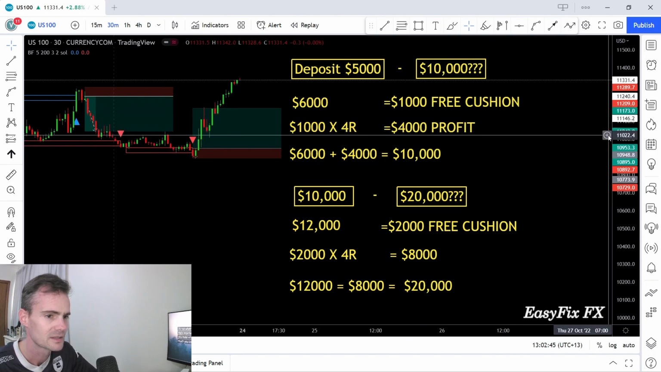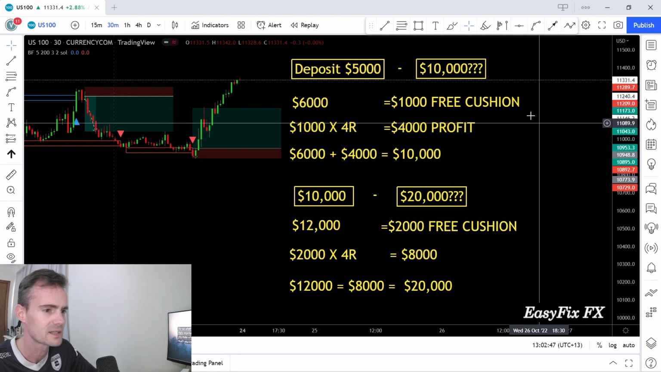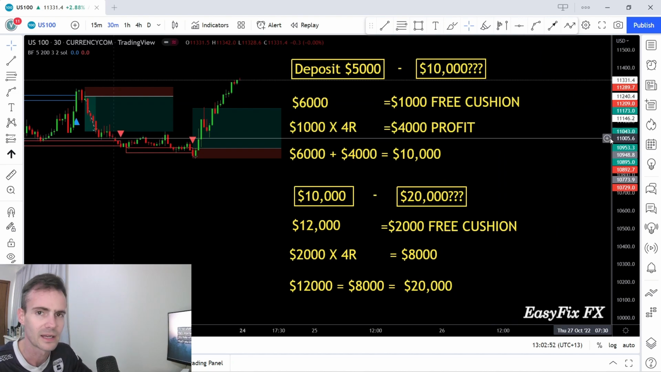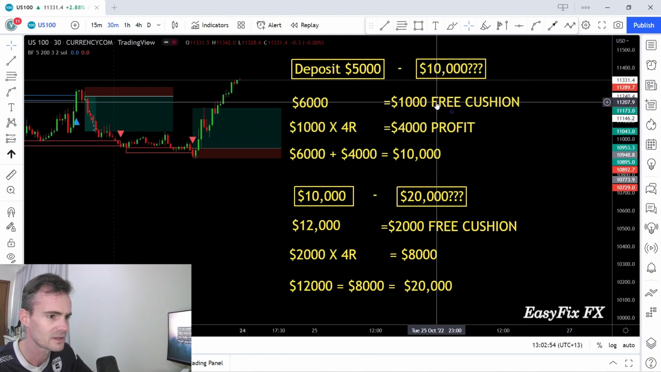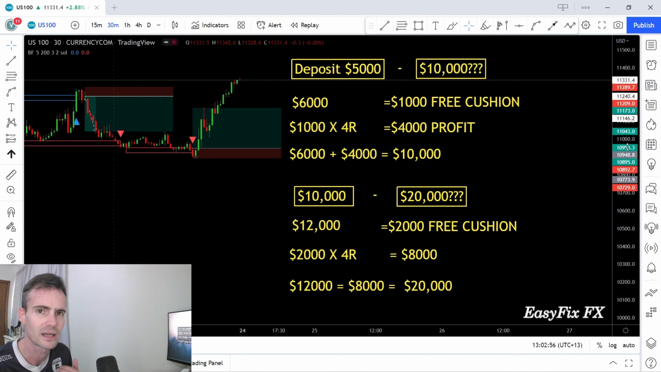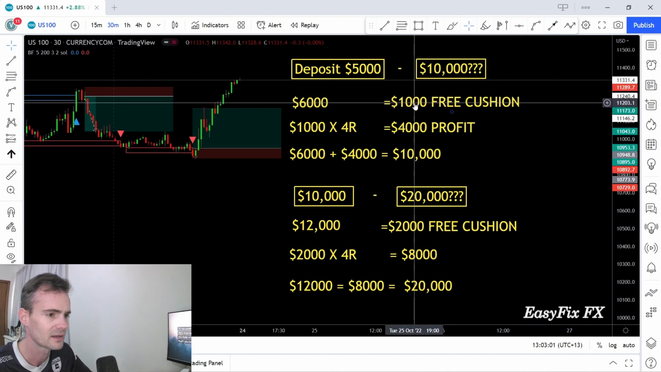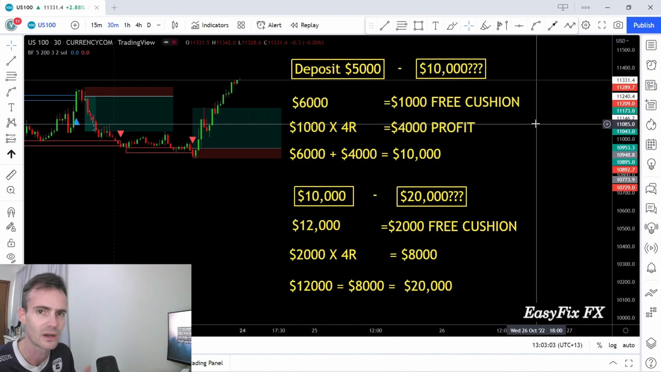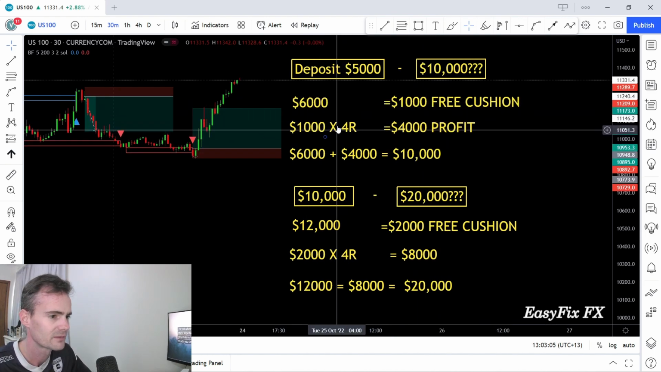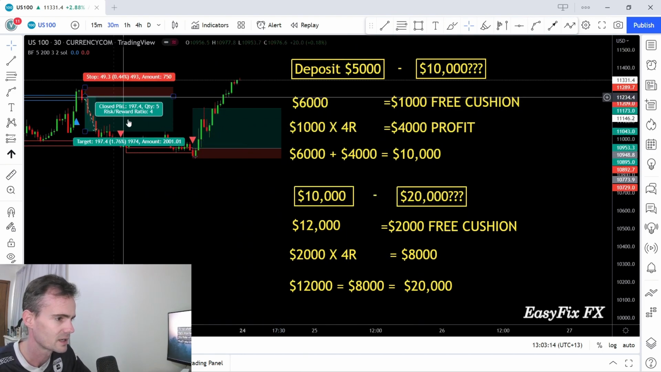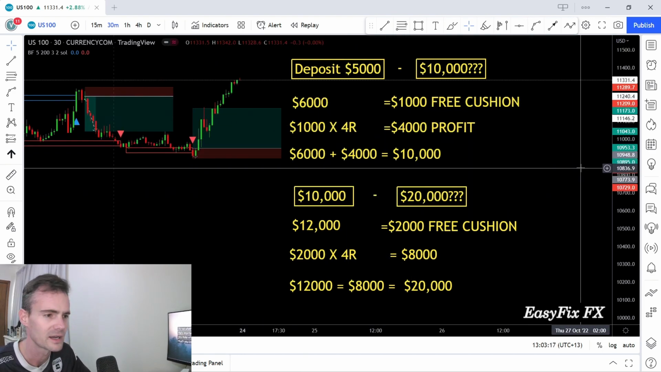Because you've created a free cushion, you've created an amount that you can actually risk. This is an amount you can go full risk on. You can either split this in 2 or 3, or risk all of it at once. What you'd be looking for is a 4R trade, a risk to reward of 1 to 4. I'm going to show you the strategy to do it as well. All these trades here, looking to the left, are 4R trades.